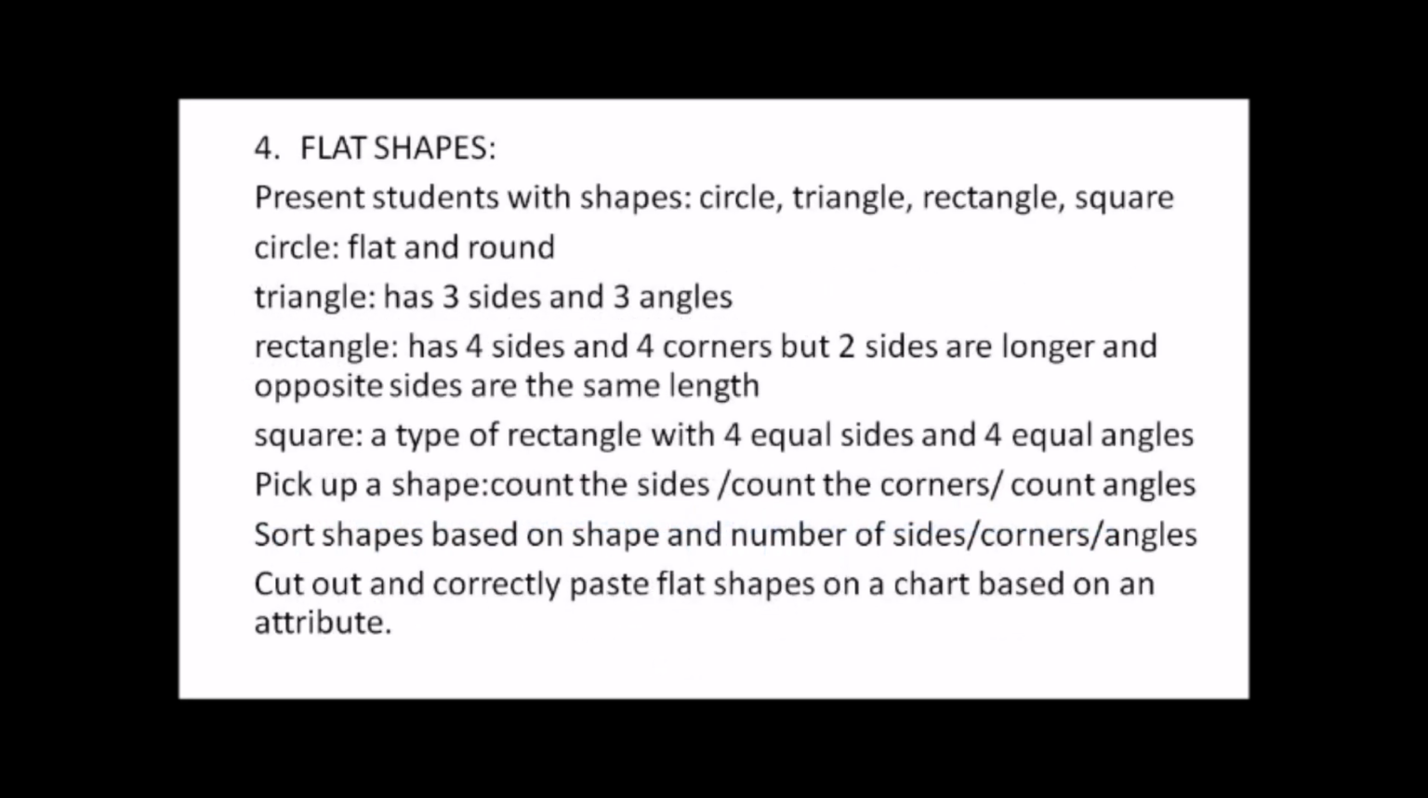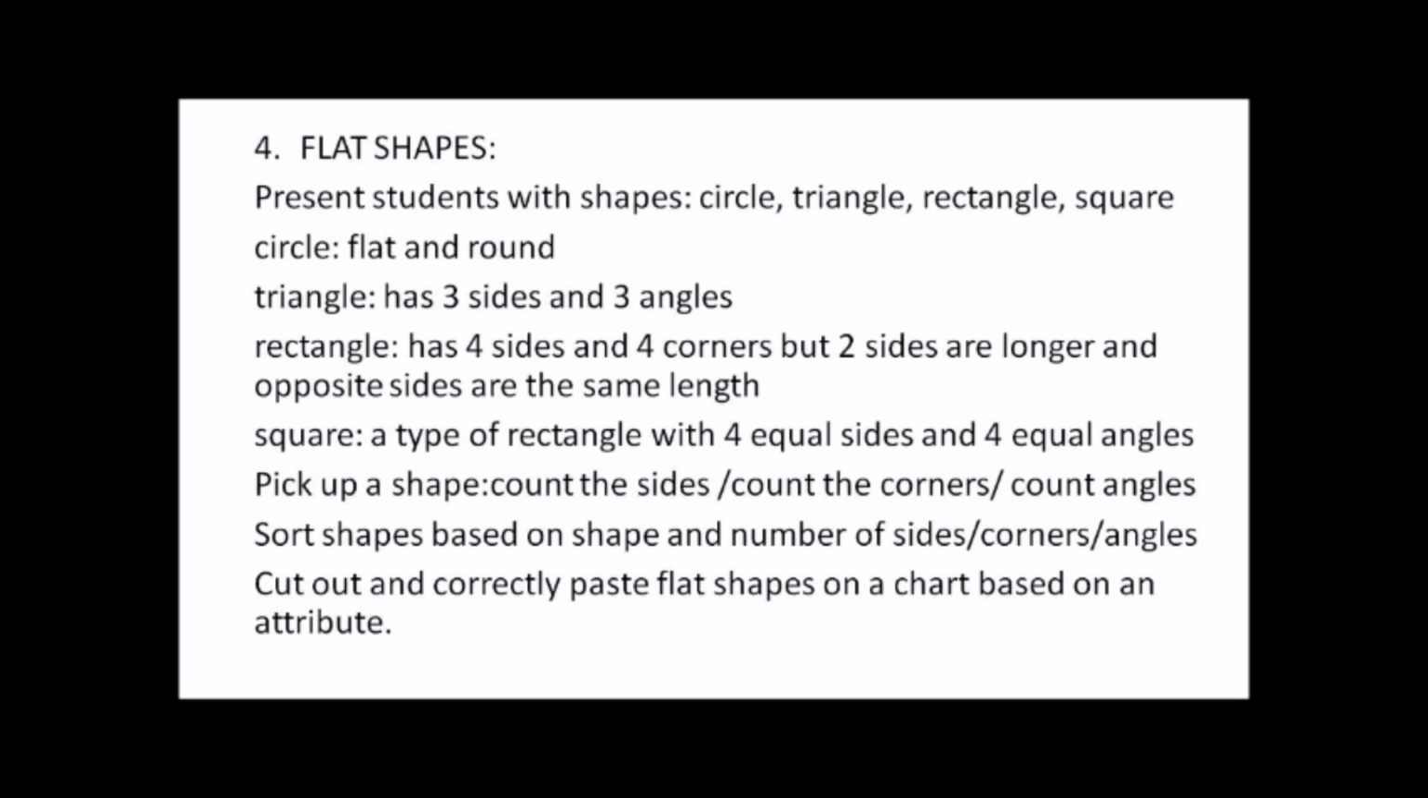Lesson 4, you're going on to flat shapes. Present students with shapes: circle, triangle, rectangle, square. And the circle, they would say it's flat and round. The triangle has 3 sides and 3 angles. The rectangle has 4 sides and 4 corners, but 2 sides are longer and opposite sides are the same length.